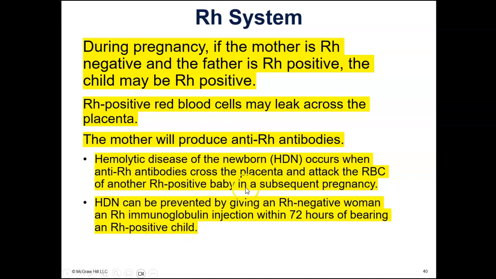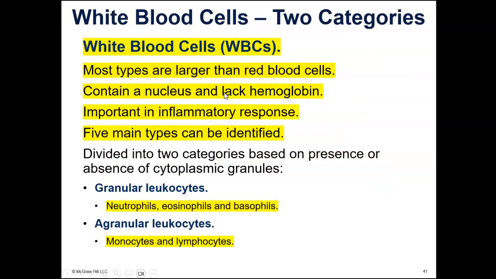So that is why they give the RhoGAM, to prevent her from building up a large concentration of these anti-Rh antibodies. And again, this hemolytic disease of the newborn happens when the mother is Rh negative and the child is Rh positive. Now, so that's red blood cells.